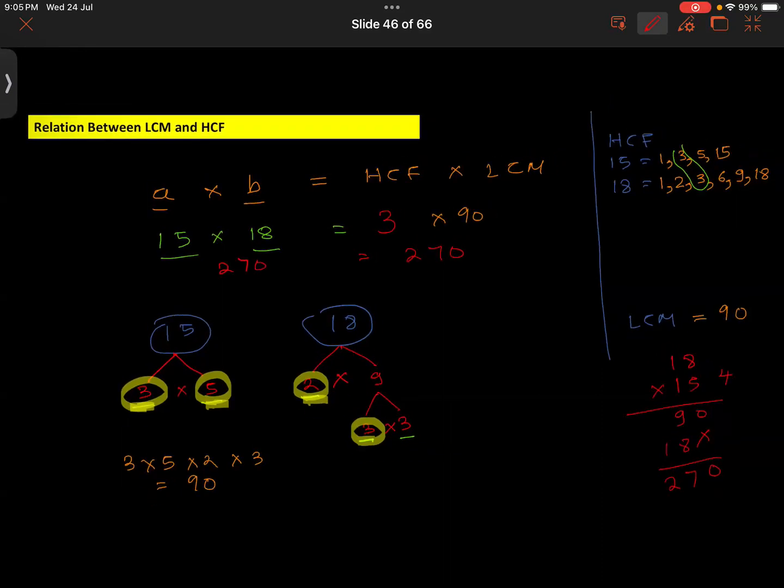So you tell me, what do you infer from this? What do we conclude from this? That the product of two numbers will be equal to the product of its HCF and LCM. The answer you'd be getting: 15 times 18 would be 270 now.